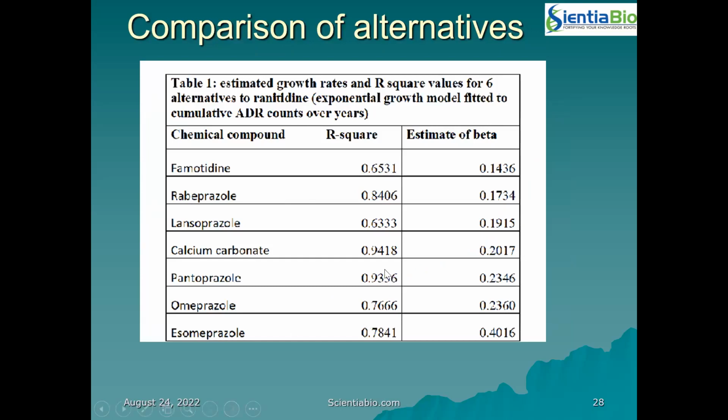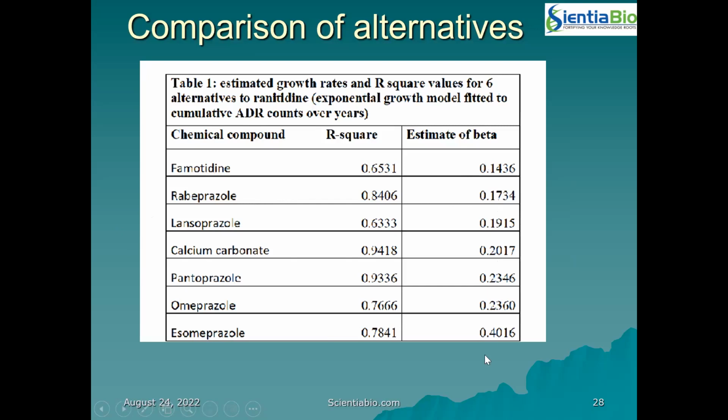Some are much higher. In case of calcium carbonate, it is 94%. In case of rabeprazole, it is 84%. These are very high values. In case of pantoprazole, it is 93%. These are quite high values. Okay. Now I have ranked by the value of beta. And I claim that smaller the beta, safer the drug. All right. So by that reckoning, famotidine is the safest, next is rabeprazole, etc., etc.